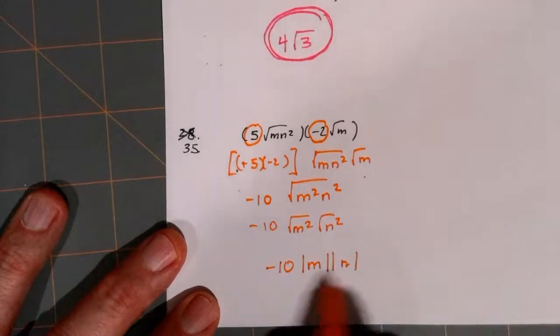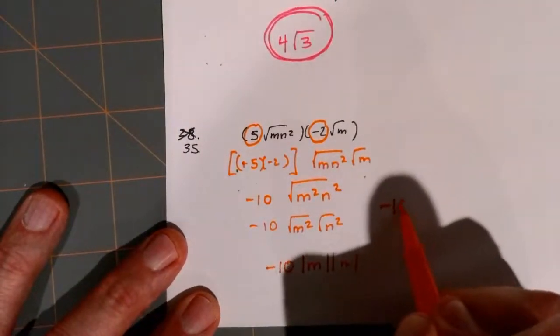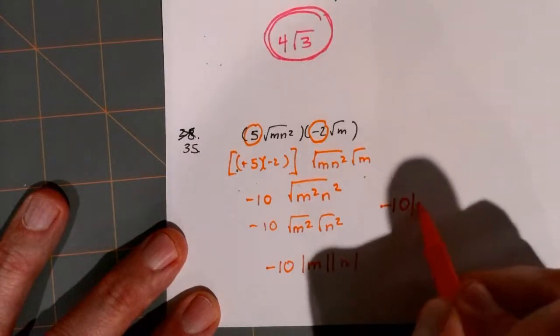And most people wouldn't write this as two separate ones. So you just say negative 10 absolute value mn.